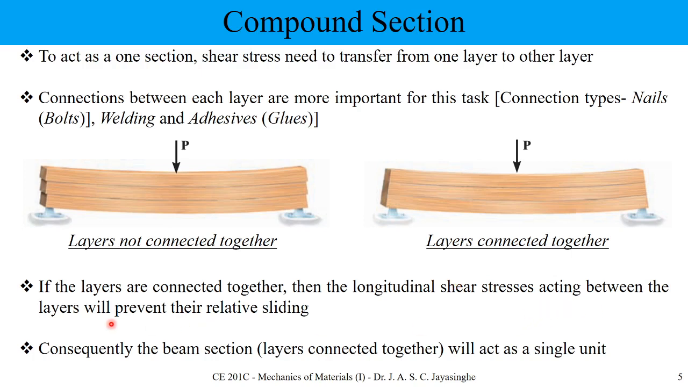And the shear acting between the layers will prevent the relative sliding. So if we have a good connection, it is going to work as a single unit. If it works as a single unit, there is no trouble using our simple equations like the simple bending formula and simple shear formula. So mainly now we are going to work on this connection type. If you have nails, how are you going to design this one? If you have a welding connection, how are you going to design this one? If you have a glue section, how are you going to design? If we have a good connection, no trouble. So now we're going to focus on the connection types.